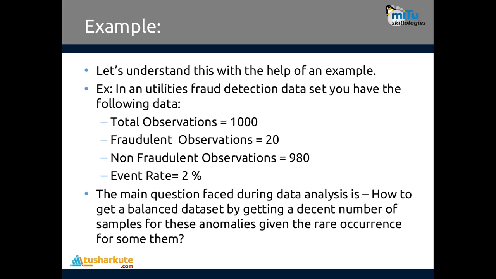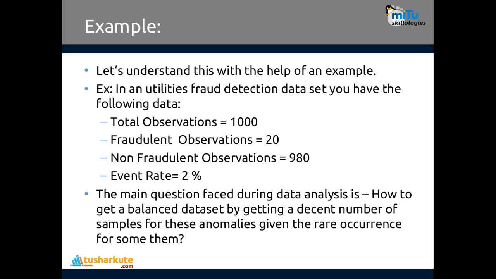Let's understand this with the help of an example. For example, in a utility fraud detection data set, you have the following data. I have total observations in the data set, that is the total number of rows, 1000. Out of it, fraudulent transaction observations are 20 and non-fraudulent transaction observations are 980. It means that the event rate is only 2%. Only 2% of the time out of 1000, frauds have occurred. So our output variable is fraudulent and non-fraudulent, but the problem is that fraudulent are 2% and non-fraudulent are 98%.